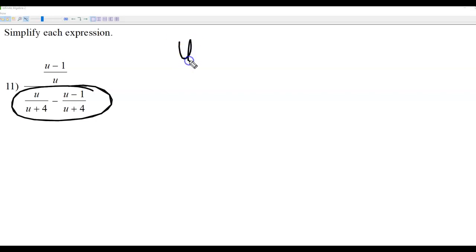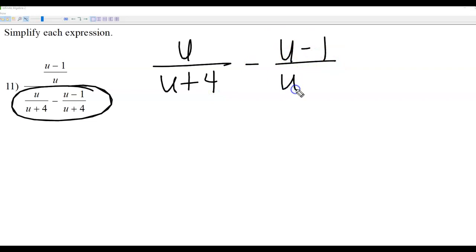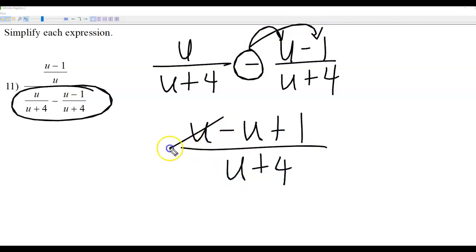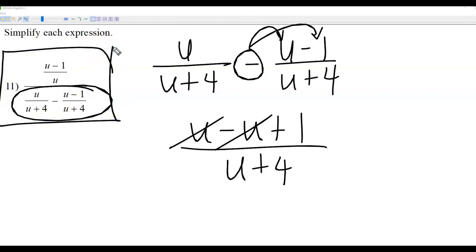Now in this case I got a little bit lucky. I'm not sure what you guys will see on yours, but I know that on mine I've already got common denominators, so that's kind of nice, which means that all I need to do is take this minus and distribute it here, that common denominator, and then those combine to make that cancel out, and we're left with just 1 over u plus 4.